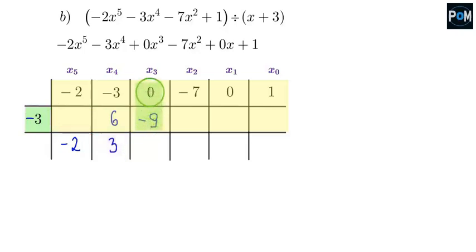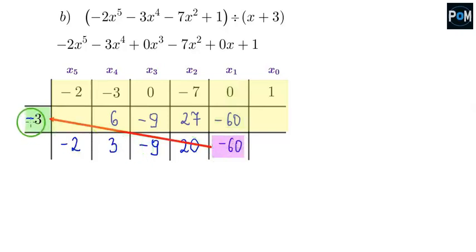We add this minus 9 to 0. We get minus 9. And we multiply minus 9 by minus 3. Minus 9 times minus 3 gives us a positive 27. We add this 27 to negative 7, we get 20. Multiply 20 by negative 3, we get negative 60. Negative 60 added to 0 is still negative 60. And negative 60 needs to be multiplied by negative 3, which is 180. Adding 180 to 1 gives us 181.